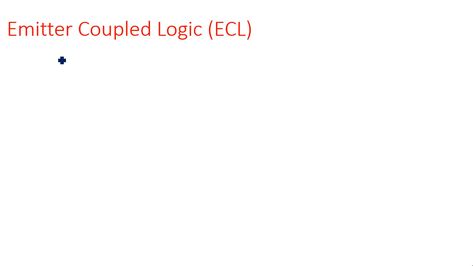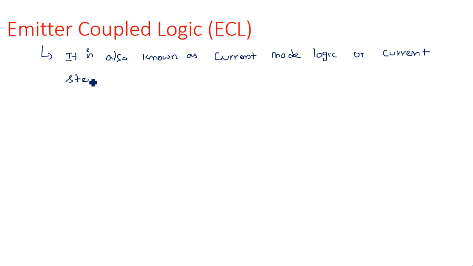Emitter coupled logic is also known as current mode logic, or current steering logic, because the entire operation is completely based on the current flowing through these first stage three transistors. As I told you, the emitters are coupled together.